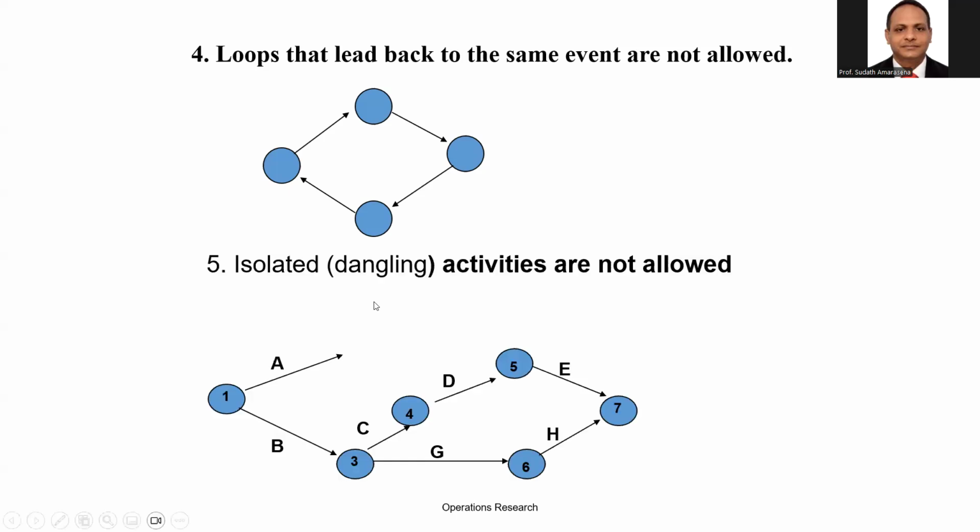Next one. Isolated activities are not allowed. Let me know which one is isolated. Now you can see this network. It starts at event number 1 and finishes at event number 7. One starting, one finishing. There are so many activities and events as well. Let me know which activity is the isolated one. The rule is isolated activities are not allowed. Which one is isolated? Can you say the answer based on this network diagram? Which one is isolated?